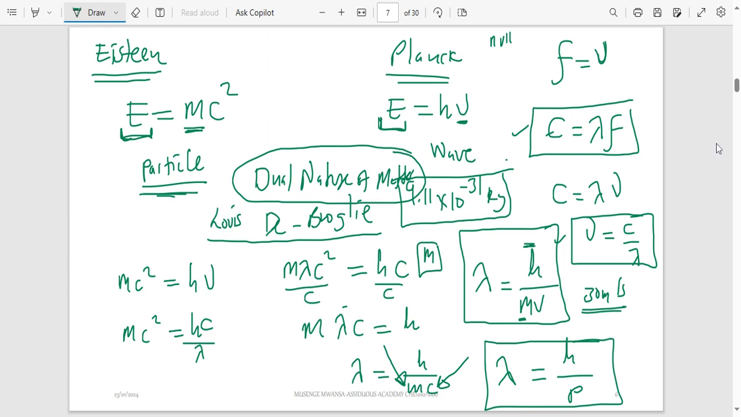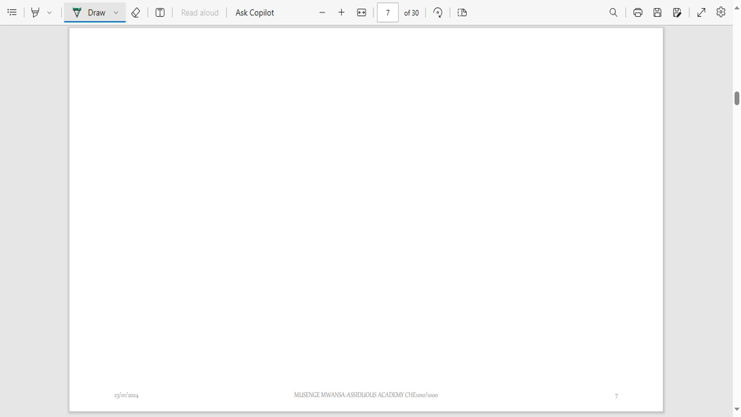You can have some questions, so let's say we have an example. Calculate the de Broglie wavelength of a ball that has a mass of 75 grams and is moving at a speed of 42 meters per second.